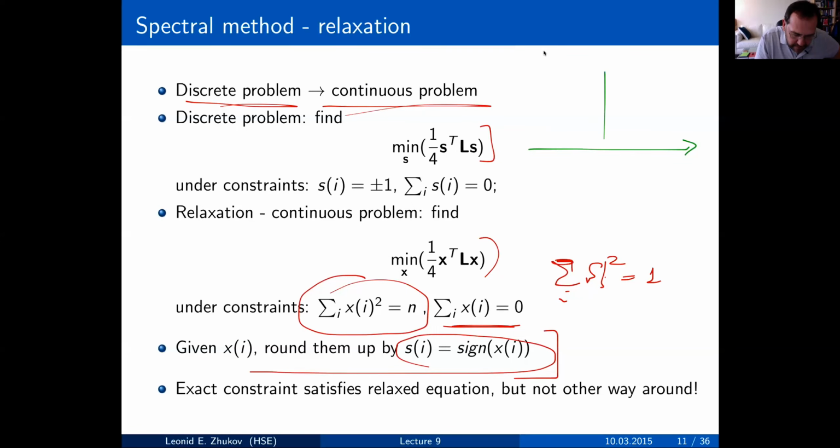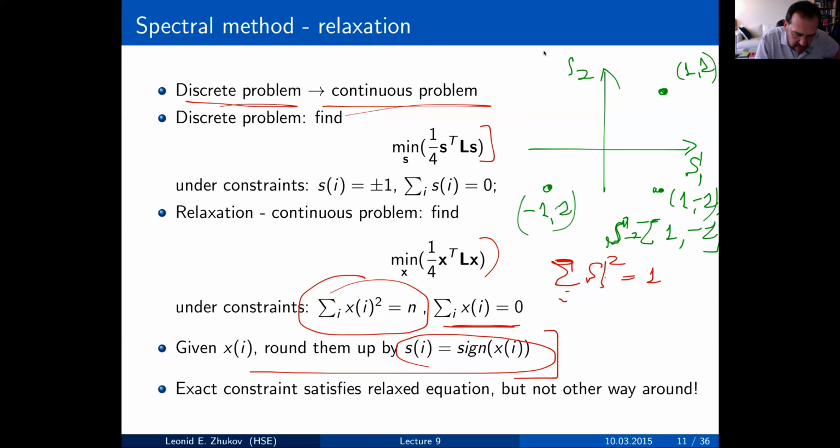Let's say we have a two-dimensional world. Vector S consists only of two values, so it's only two nodes. There are two positions, either one or minus one. So here are the axes S1, S2. We can either have both of them be one and one, or one and minus one, or minus one and minus one, or this one. So there are four possible points, four possible values S can take.